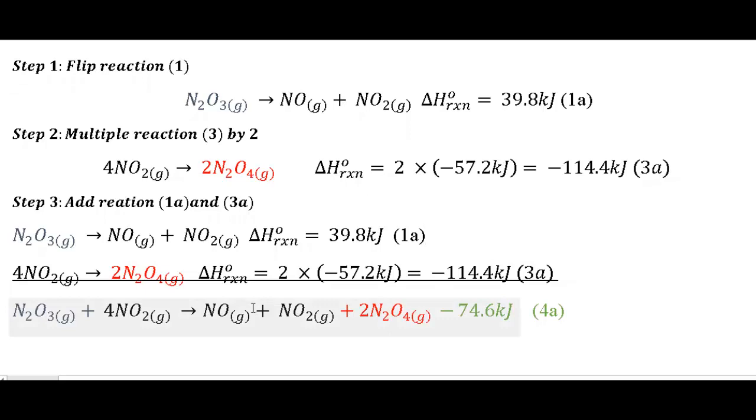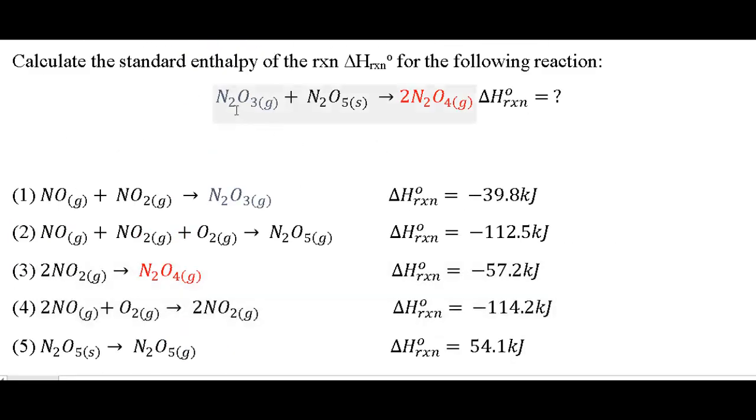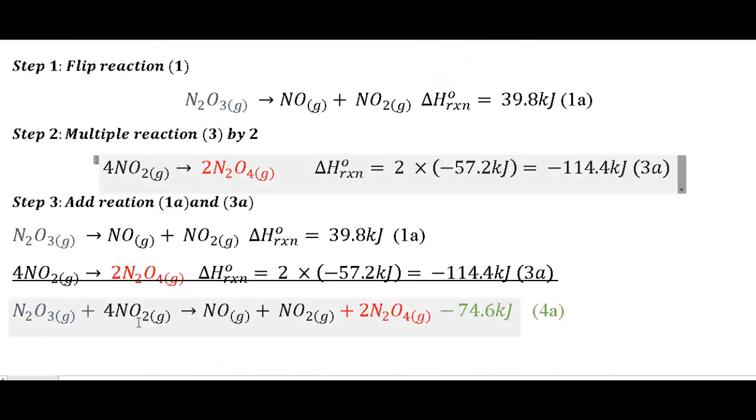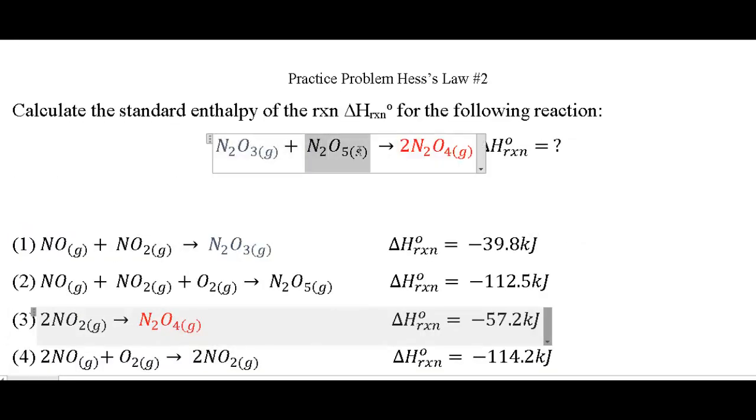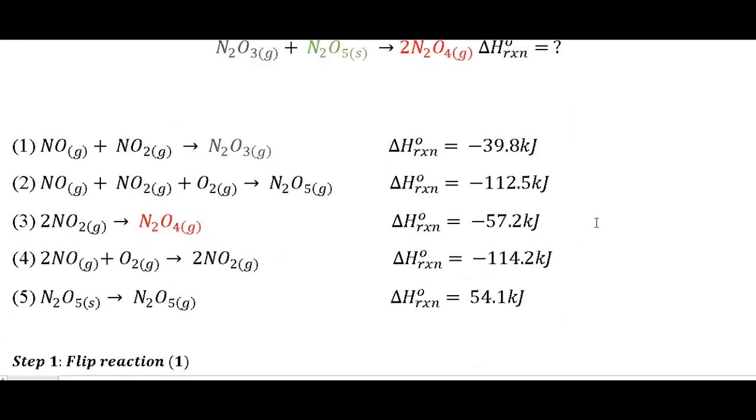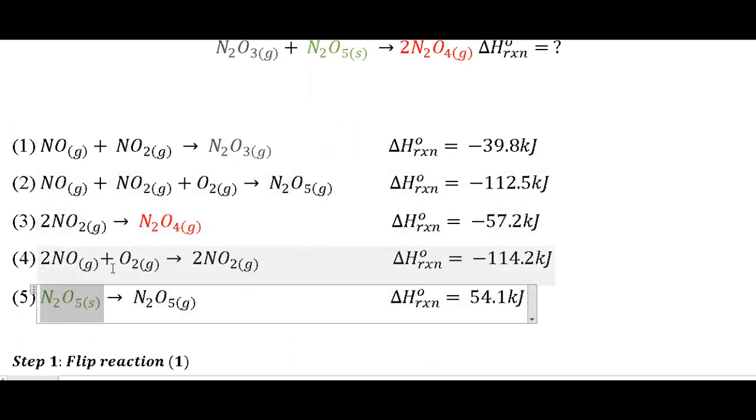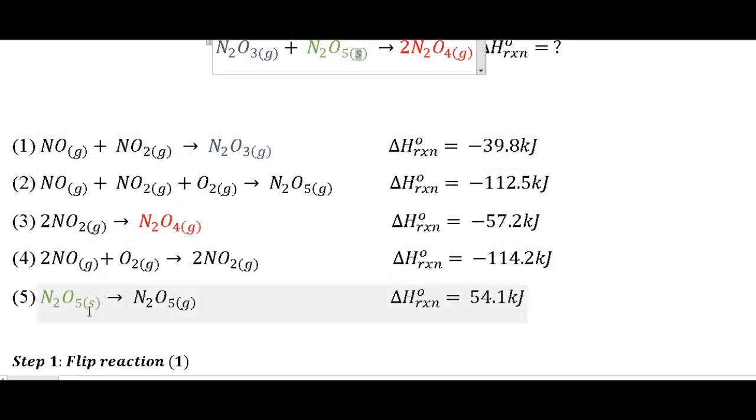Well, I'm a little bit far away from what I want because, while I do have the N2O3 on the reactant side and the 2N2O4 on the product side, I've got all of this other intervening stuff that I need to find a way to cancel. I see an N2O5 solid here on the reactant side. So let's go ahead and add reaction 5. That way I can get my reactant N2O5 into the mix. And be careful, this is solid, and this is solid here in reaction 5, so we do not need to flip it.